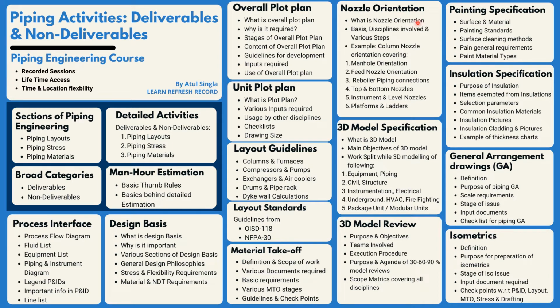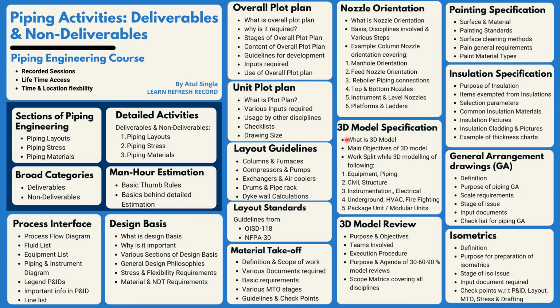For example, what is nozzle orientation? What are the disciplines involved to carry out this deliverable? Then to understand the basics, we'll take an example of a column. We will look into various types of nozzles, whether it is a manhole, feed nozzle, reboiler connection, top and bottom nozzle, instrument connection, ladders and platform, and we'll look into each and every criterion of how we fix this so that we can implement these learnings in any of the projects to develop the nozzle orientation.